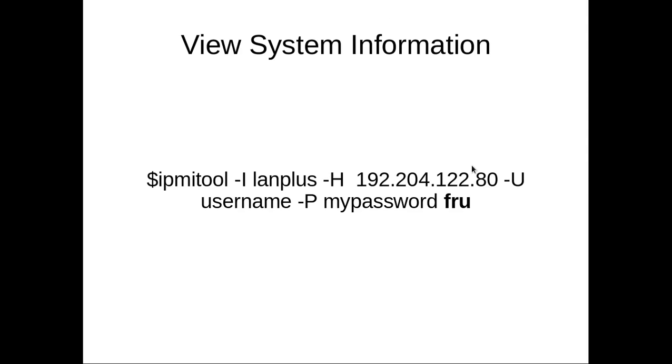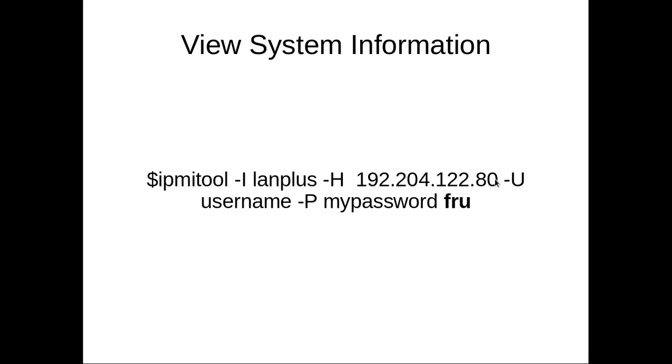How to use system information using IPMI tool. So we can use this command to view the system information. In this IPMI tool command, we need to specify the ILO IP of the server.